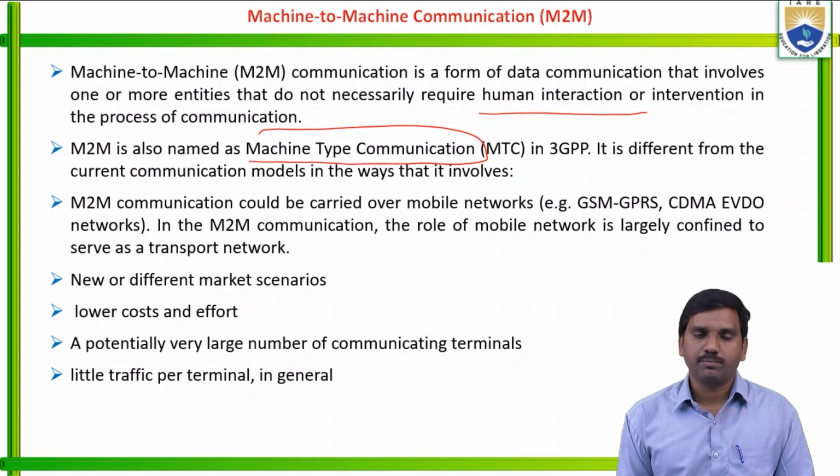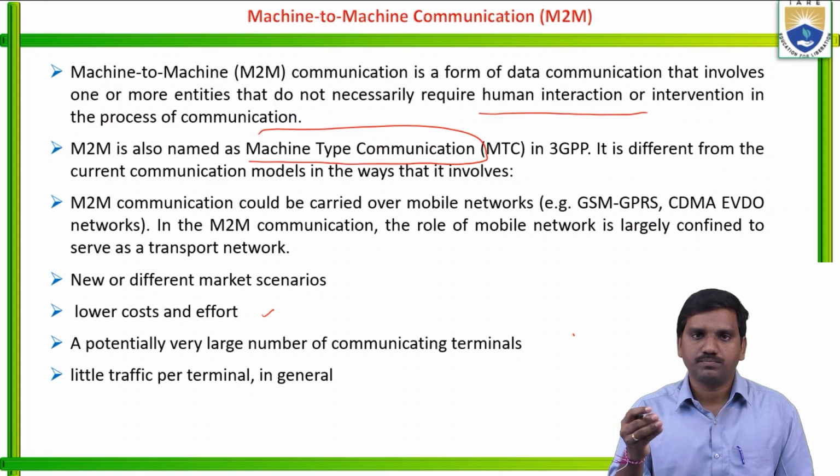Next, new or different market scenarios. It can be used in a number of modes, with lower cost and effort. Compared to other communication, machine to machine communication is low cost, with potentially a very large number of communication terminals. For example, the ATM. The number of users depends on the network being busy, with little traffic per terminal in general.